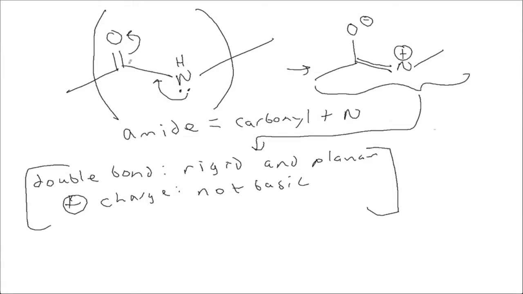This resonance structure looks like a single bond that's neutral, so it looks flexible and basic. But there's another resonance structure with a double bond and a positive charge, which makes the peptide bond rigid, planar, and not basic. So here's the way we can interpret this resonance structure to find the interesting characteristics of a peptide bond. Okay, do you have that down? Yes.